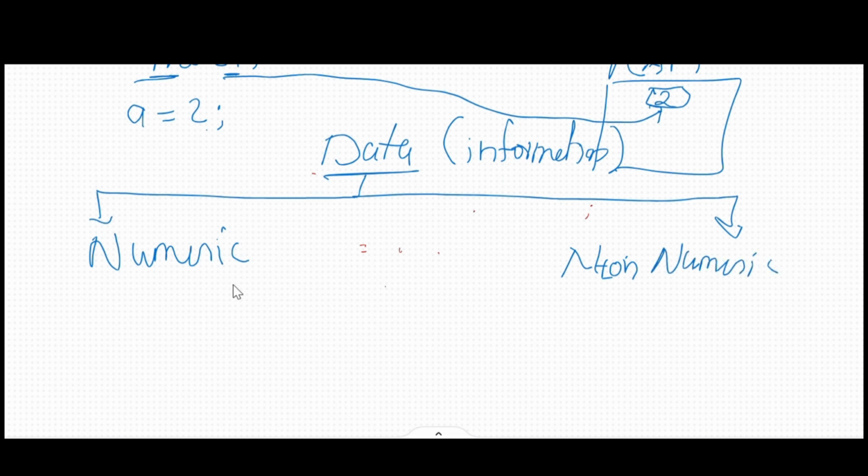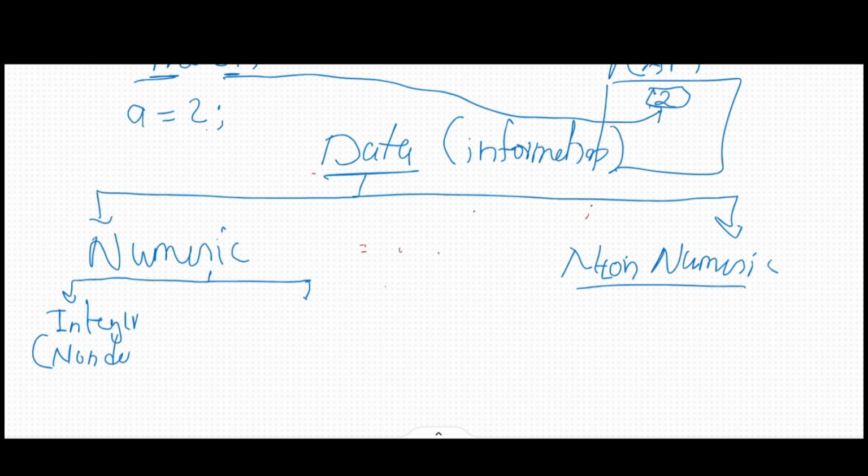As the name says, numeric is going to hold numbers only, and non-numeric is going to hold all non-numbers. In the numeric, we have two further categories. Integer, which is going to hold non-decimal numbers, and decimal, which is going to hold decimal numbers.